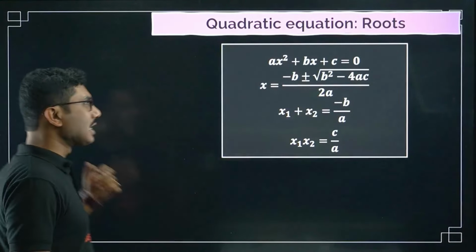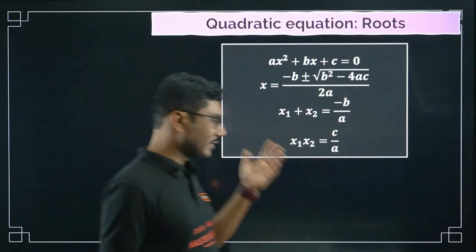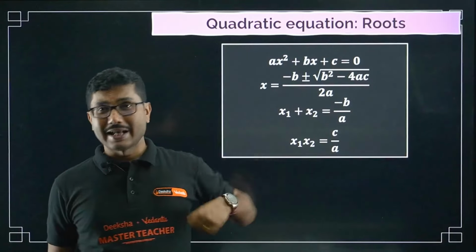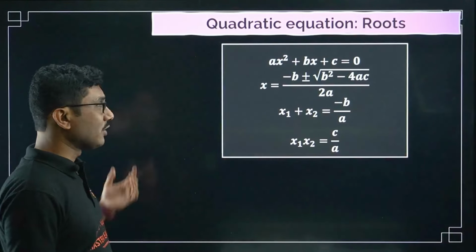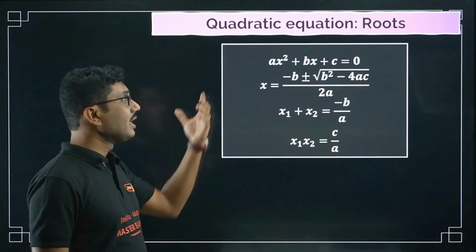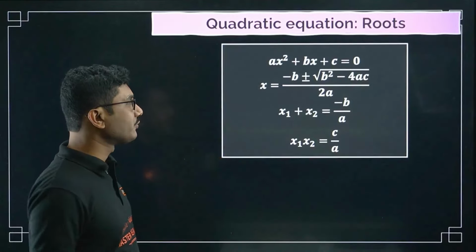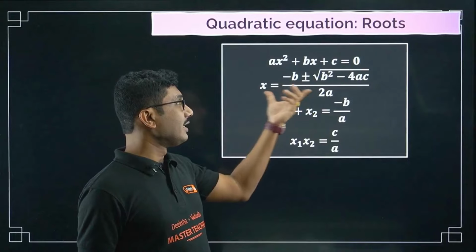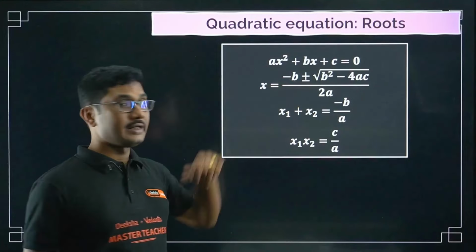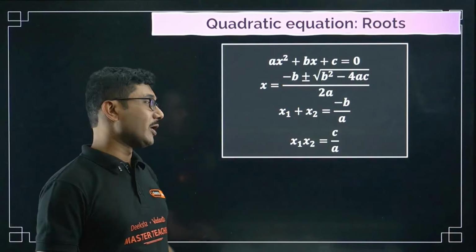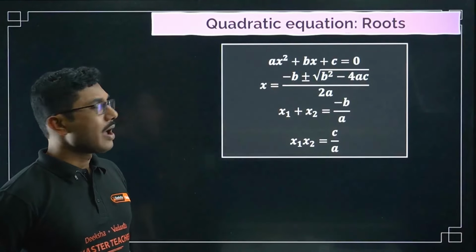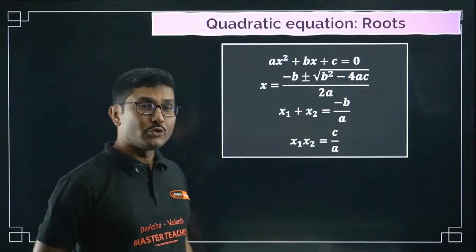This is the Sridharacharya formula. Sridharacharya was one of the greatest Indian mathematicians. He derived this formula, and you can go on the internet and read about it. Nowadays his name is almost forgotten, but he is one of the greatest mathematicians. He wrote a book, and he has given this formula. It is x equals minus b plus or minus square root of b square minus 4ac, divided by 2a, right?